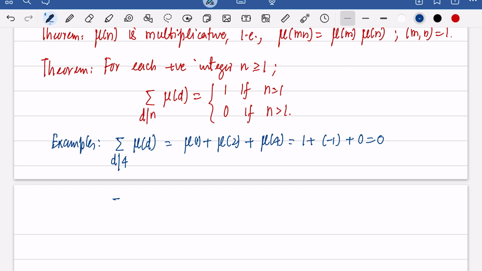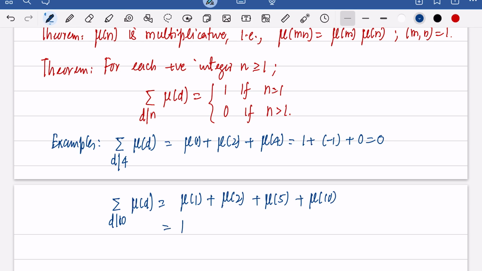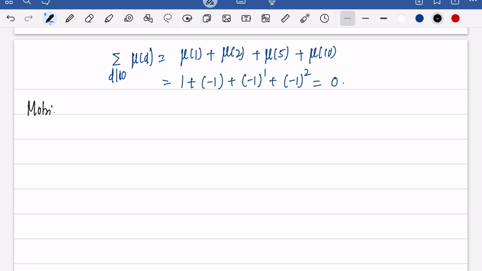And similarly, summation d divides 10 of mu of d will be equal to mu of 1 plus mu of 2 plus mu of 5 plus mu of 10. Now mu of 1 by definition is 1, mu of 2 is equal to minus 1 because there is minus 1 power 1, mu of 5 is also minus 1 power 1, and mu of 10 is minus 1 power 2. So now this again equals 0. Okay, now we mention the Mobius inversion formula.